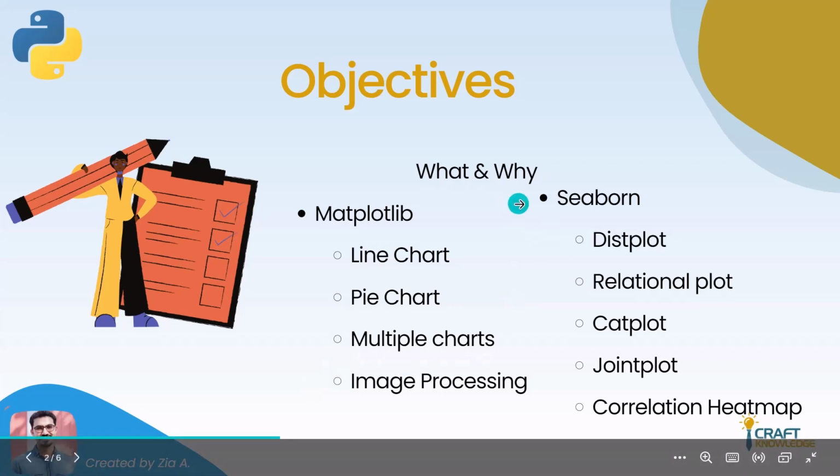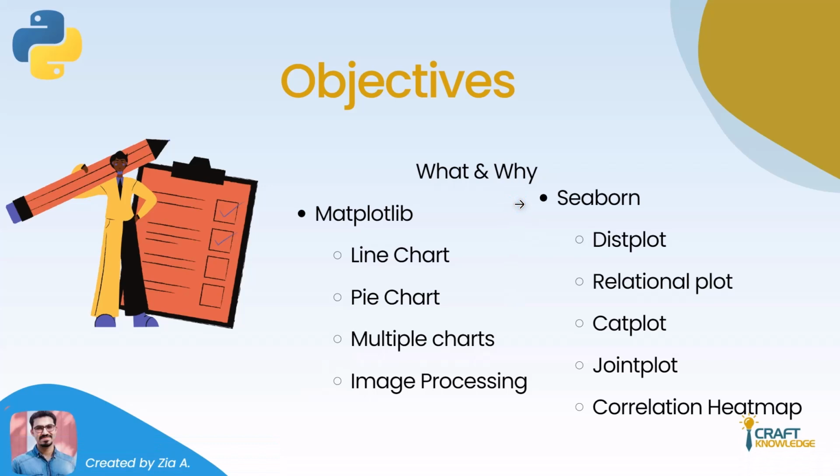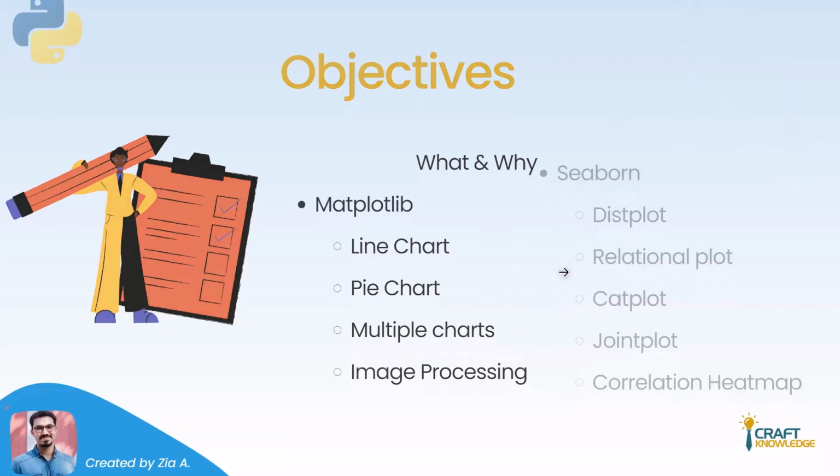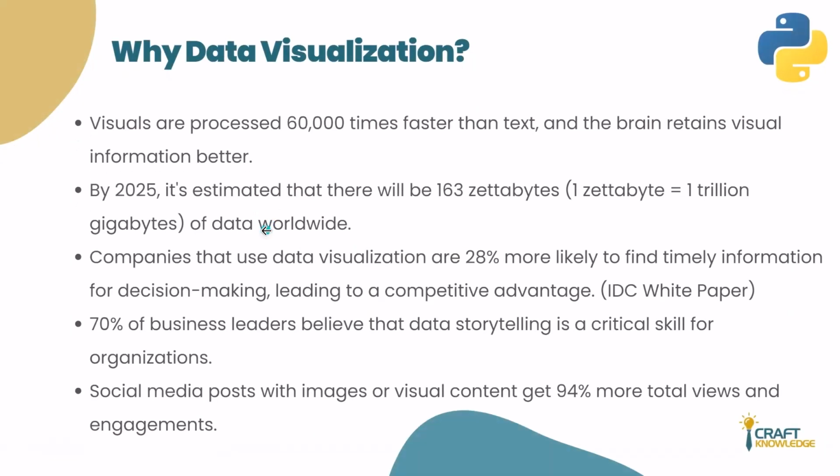And then we'll talk about Seaborn, that is also a state-of-the-art data visualization library of Python, in which we'll talk about dist plot, relational plot, cat plot, joint plot, and correlation heat map. What are these plots and what are these maps? We will talk about it. Before that, let's talk about what and why we should learn data visualization.